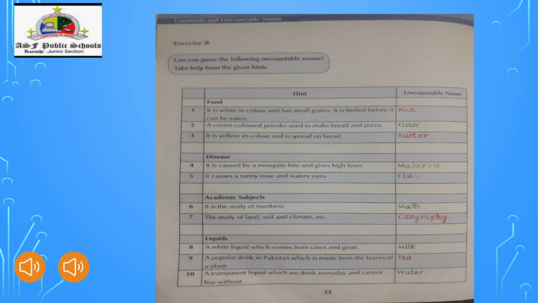Now moving to the diseases. It is a disease caused by a mosquito bite and the person suffers from high fever. Did you guess, kids? Okay, I'm telling you it's malaria. Now the fifth one is a disease that causes a runny nose and watery eyes. And we mostly get ill with this disease. Yes, it's flu.